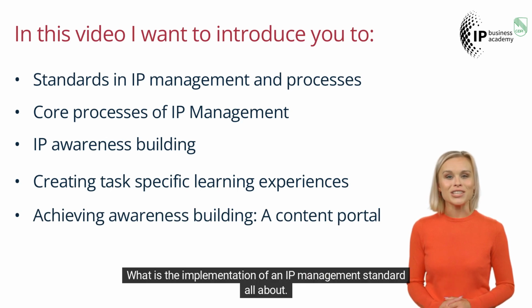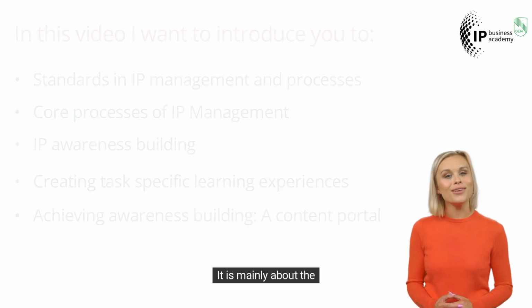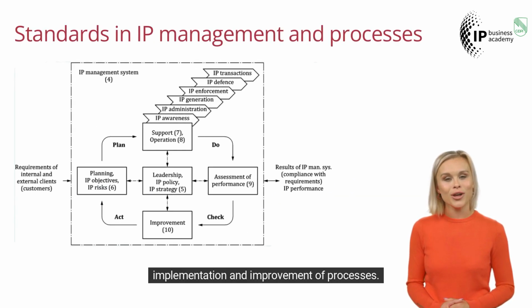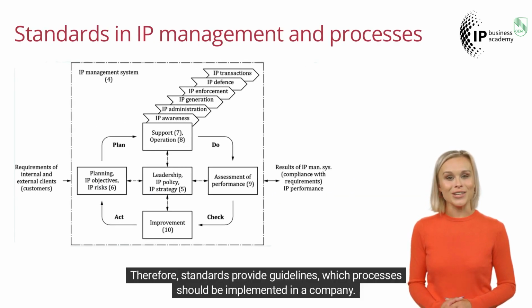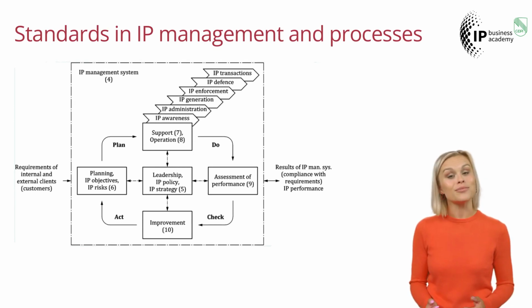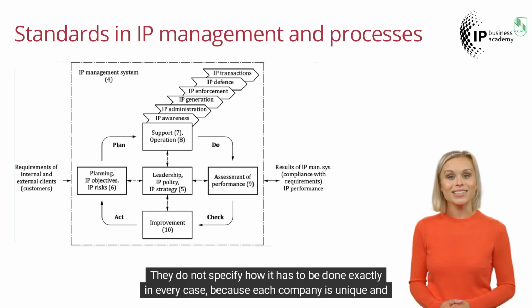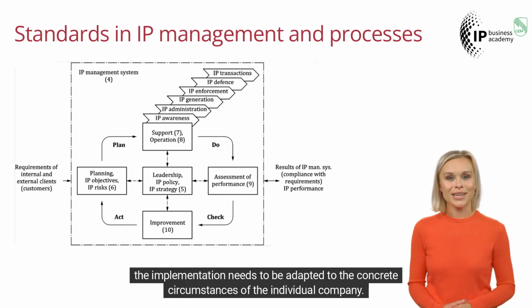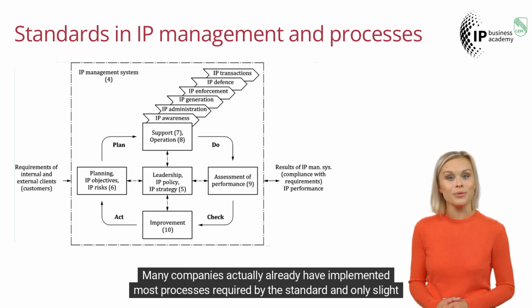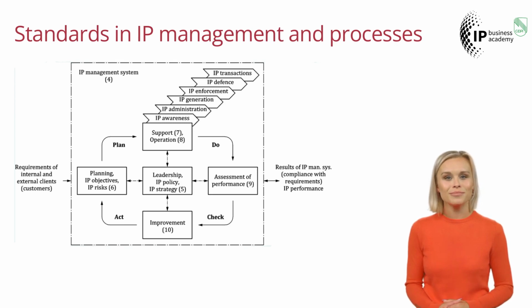What is the implementation of an IP management standard all about? It is mainly about the implementation and improvement of processes. Therefore, standards provide guidelines which processes should be implemented in a company. They do not specify how it has to be done exactly in every case, because each company is unique, and the implementation needs to be adapted to the concrete circumstances of the individual company. Many companies actually already have implemented most processes required by the standard, and only slight modifications are required.